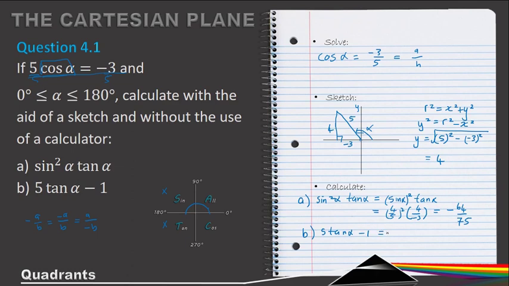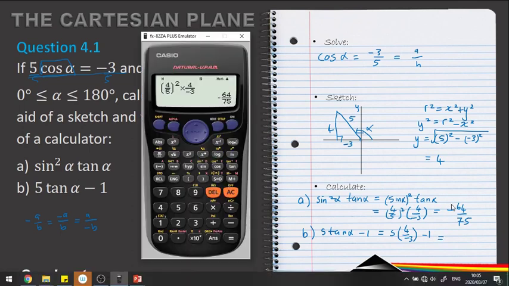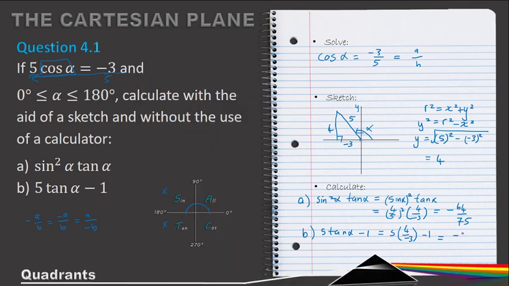So we have 5 for tan alpha. I substitute in opposite over adjacent. So that's 4/-3 minus 1. And then we put that into the calculator. We have 5 times 4/-3 minus 1. So this is -23/3.